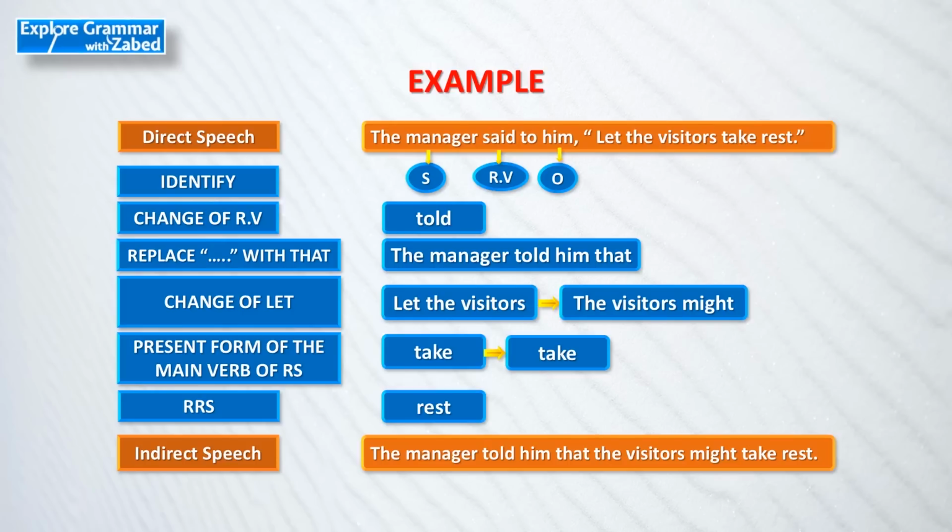Finally, you have learned all the steps of important rules as well as the structures of converting any type of imperative sentence from direct speech to indirect speech. I hope you won't face any difficulty if you can implement the 5 steps formula properly.